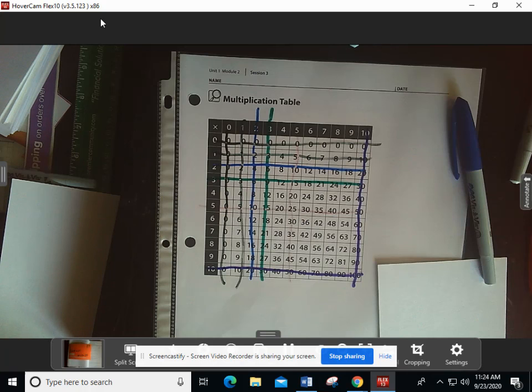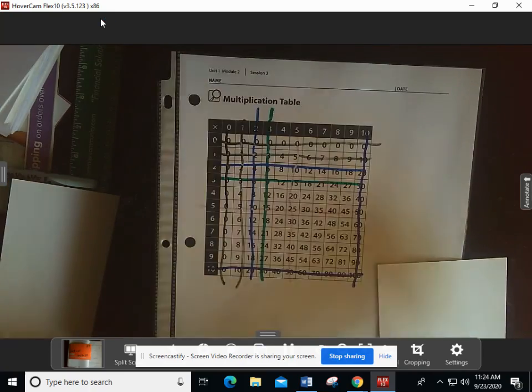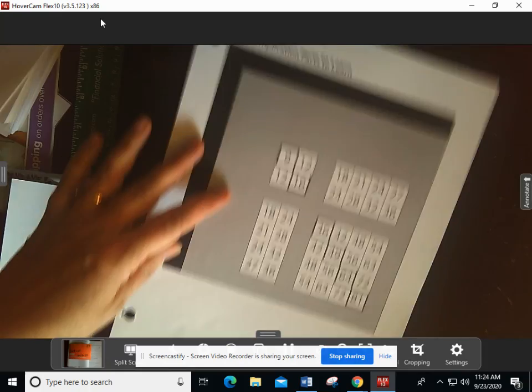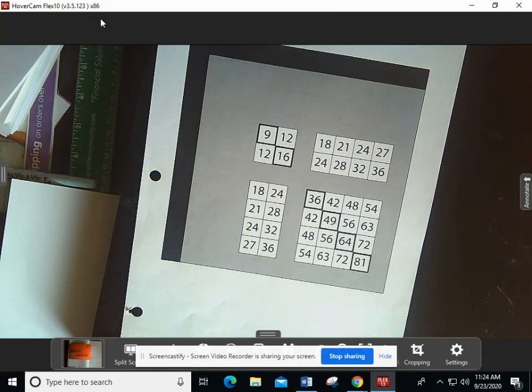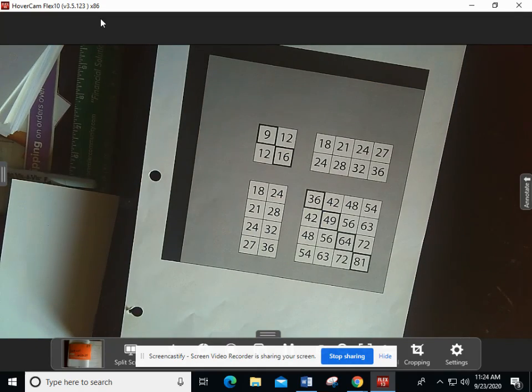So I actually have a paper showing you what facts we still need to work on. You know more of these than you think you do. Look how many are left. That's not very many, is it? Okay. Notice.